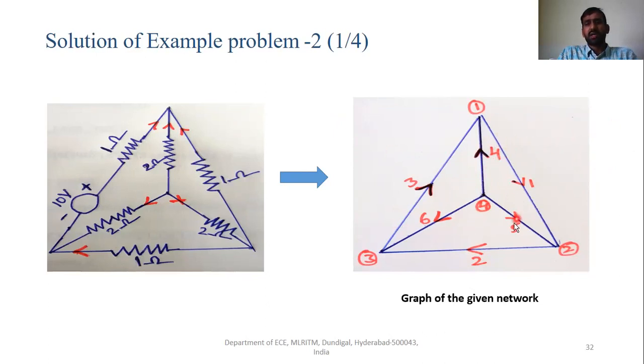So now, this is the graph of the network. How many nodes are there? 1, 2, 3, 4 nodes are there, and 6 branches. 4 nodes and 6 branches. So that means, for the graph, the number of nodes n is equal to 4 and branches b is equal to 6, right? So now let us obtain the incidence matrix.